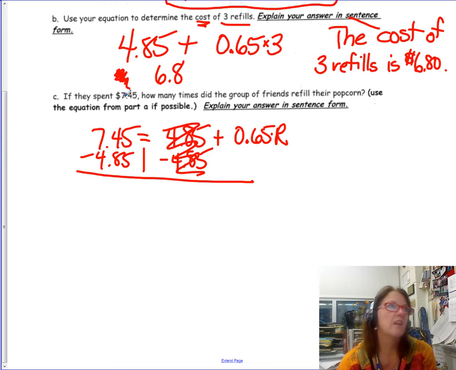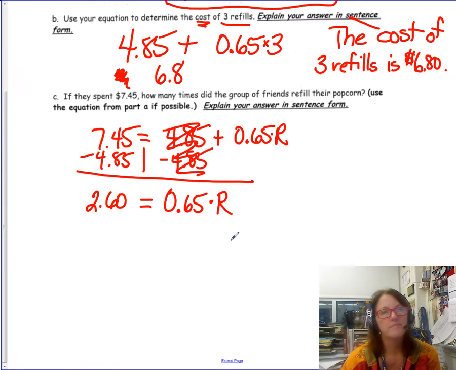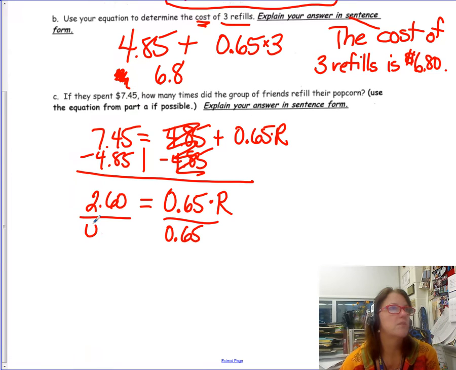You're thinking, out of that $7.45, first take off the bucket, because then you get $2.60 here. That's how much you spent on all of the refills. So now figure out how many refills 65 cents gets you to get you up to $2.60. And when you figure that out, you get exactly 4.